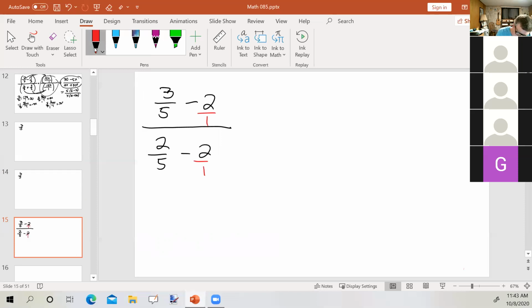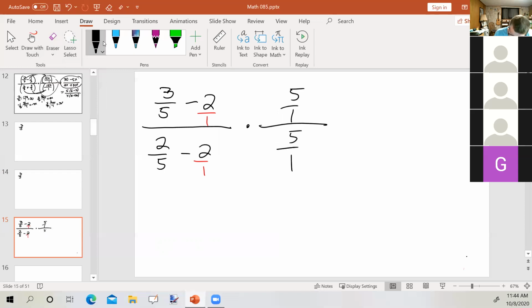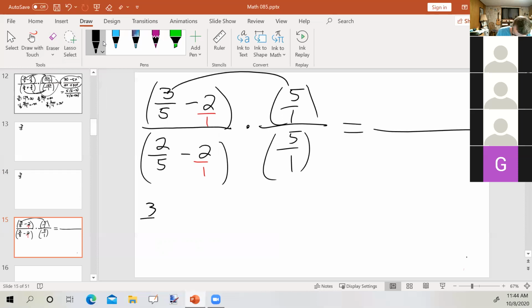A 1. Right. So what's my LCD of 5, 1, 5, and 1? 5. Okay. And as I said earlier, I could just write it like this, but I find doing it the other way helps remind people as to where those 5s line up. And that's why I do it like that, okay? So 3/5 times 5 over 1 is what? 3. Okay?